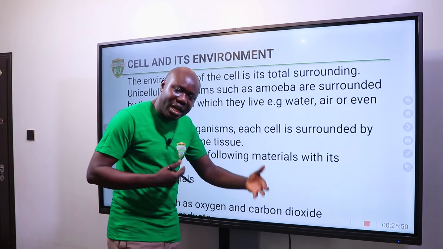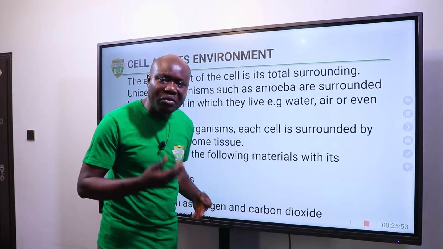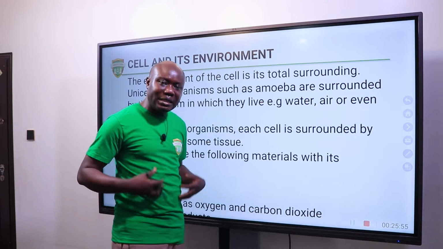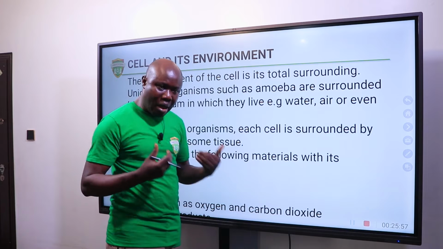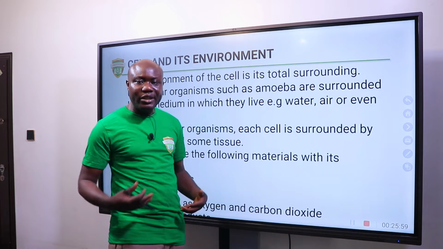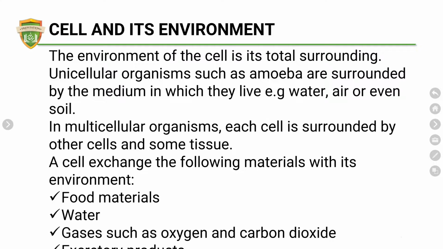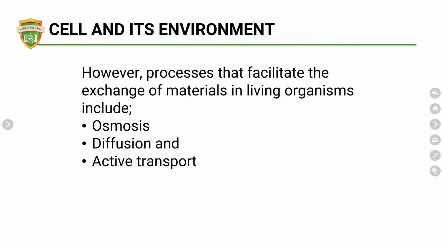There's bound to be an exchange if the cell is going to survive, because it would have to get rid of some waste and also absorb some things inside. So now let's look at some of the materials that are being exchanged between the cell and its environment. We have food materials, we have water, we have gases such as oxygen and carbon dioxide. We also have excretory products.